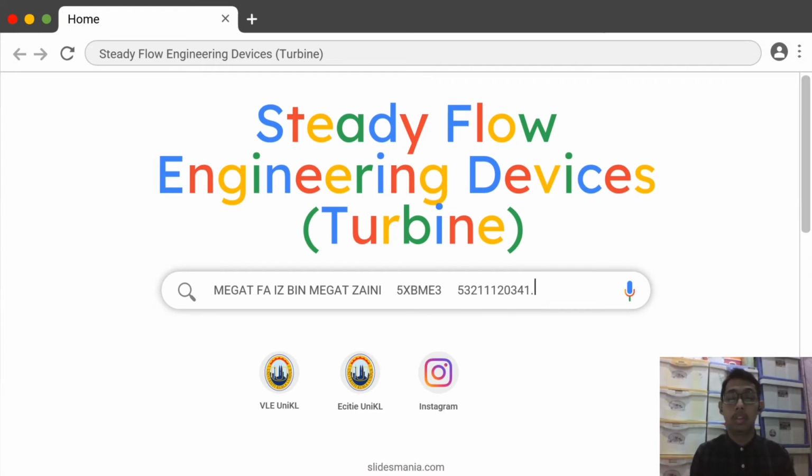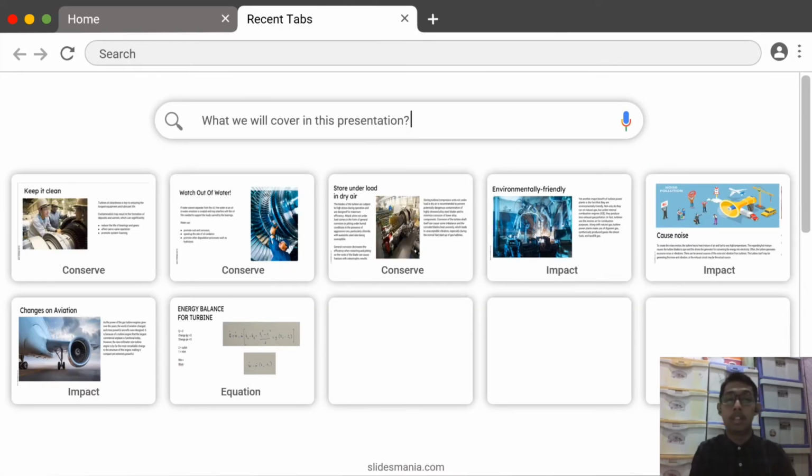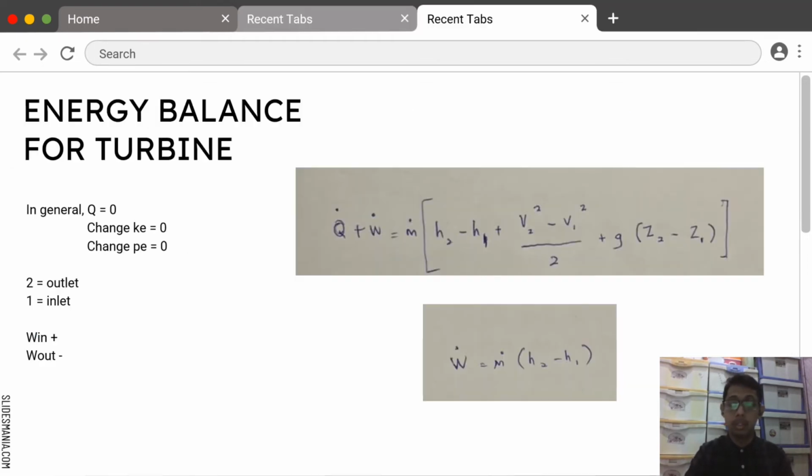So today I will continue for my part, which is steady flow engineering device: turbine. What we will cover in this presentation are three subtopics: the equation, how to conserve the energy, and what impact the turbine can give to the environment. For the first one, the equation.